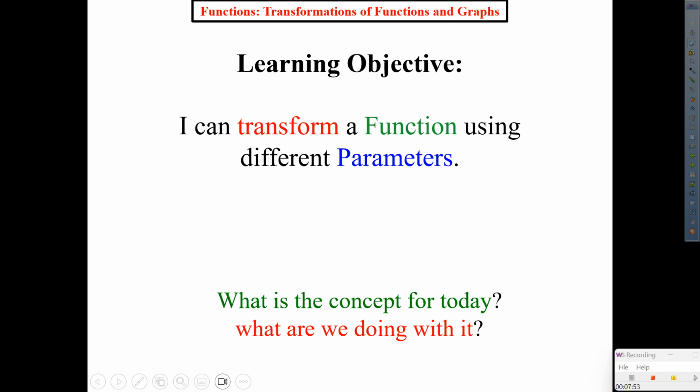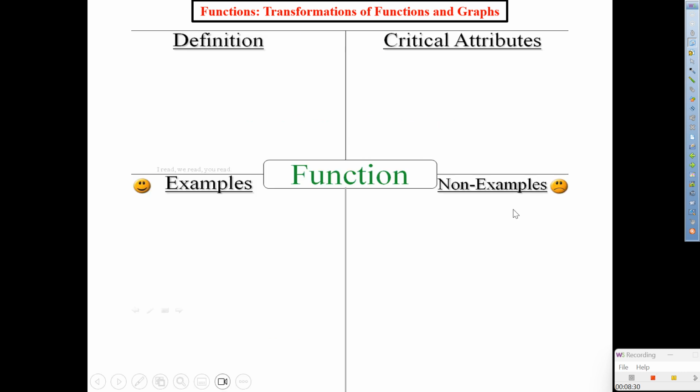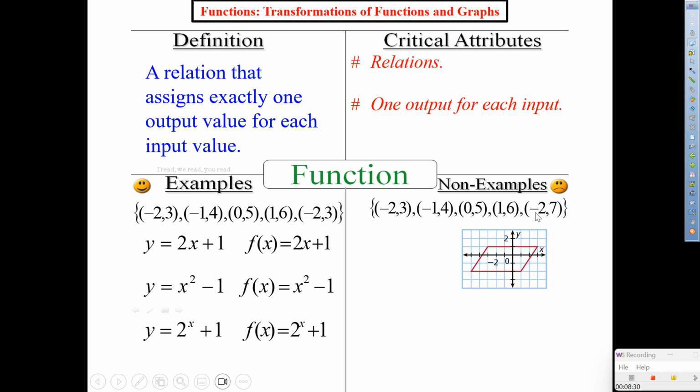Oh, snap. He sounded like he was reading, my goodness. Woo! Did you ever hear that one? A relationship that has exactly one output for each input? My goodness. You remind me of me in kindergarten. All right. We got that.